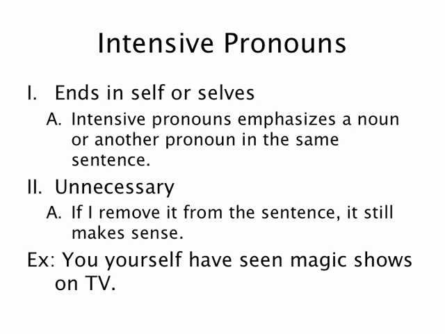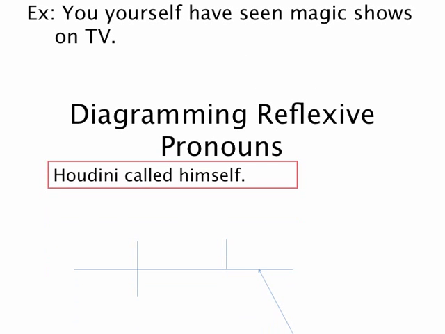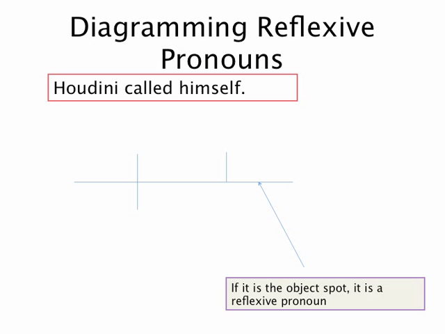So the difference between a reflexive and an intensive pronoun: reflexive pronouns are necessary, with the object the same as the subject. Intensive pronouns are not necessary, and they're going to be in the same spot as the subject. This will kind of help you see how they're in the same spot. Houdini called himself. You see that it's in the object spot, so it must be a reflexive pronoun.